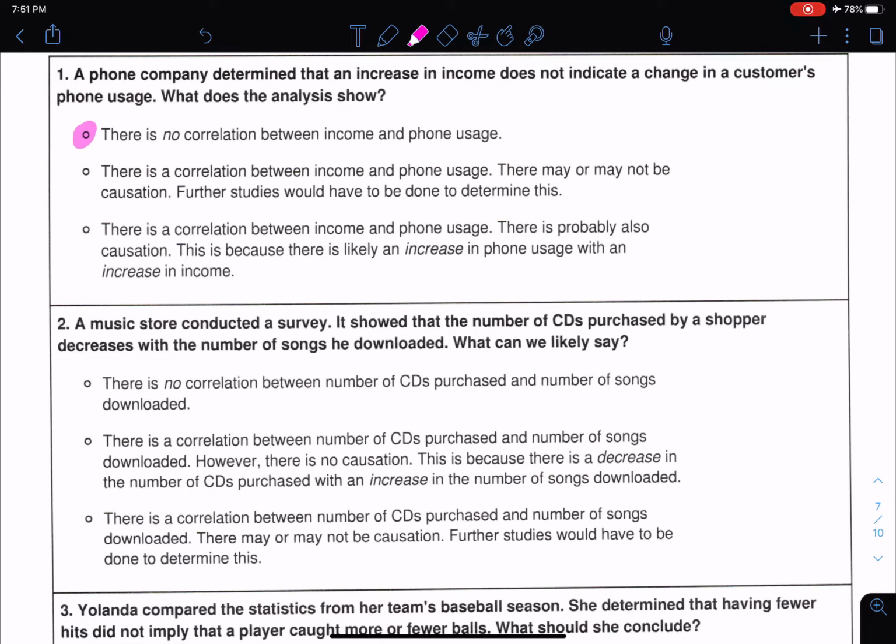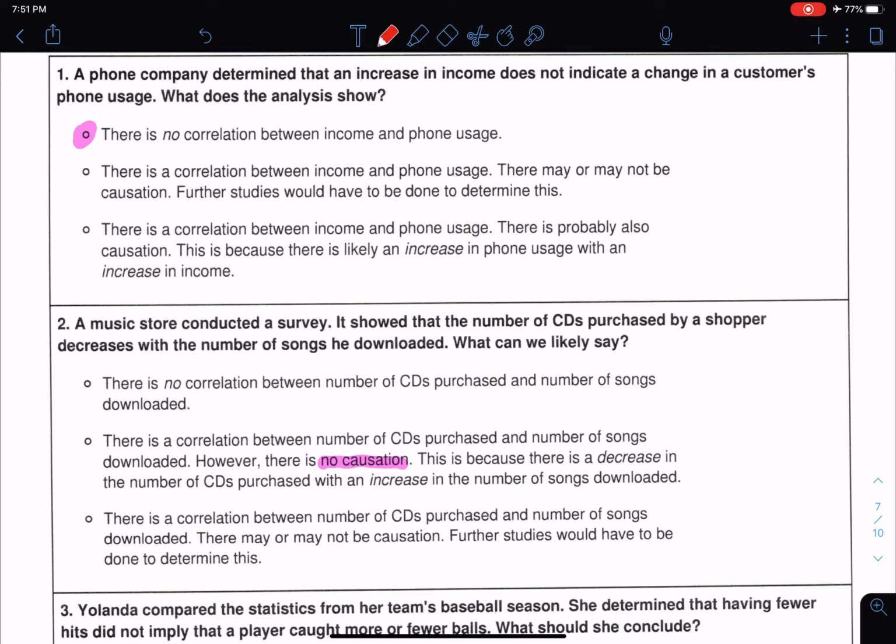The next piece right here is this one. Well, it says there is a correlation between the number of CDs purchased and the number of songs downloaded. However, there is no causation. See, you really can't say that. There is no causation. There might be causation. We don't know. You have to do a whole bunch more studying of this thing to make that statement.